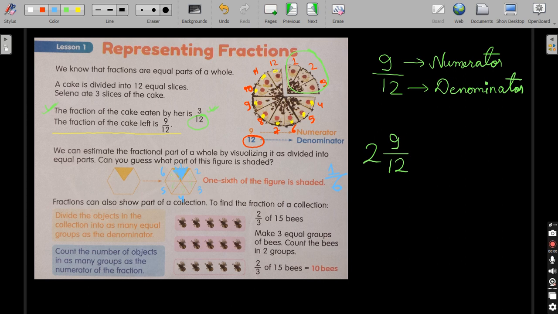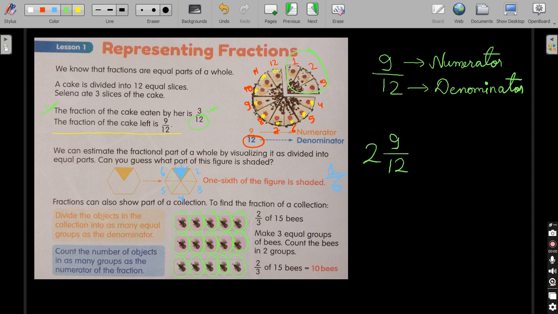After that, a fraction can also be shown as part of a collection, to find the fraction of a collection. For example, see here, how many bees are there as you are able to see? Can you count it, dear students? It will be easy for me. Okay, now you can count. Let me help you count. For example, how many bees are there? 1, 2, 3, 4, 5, 6, 7, 8, 9, 10, 11, 12, 13, 14, 15. Total how many bees are there, students? 15 bees are there.